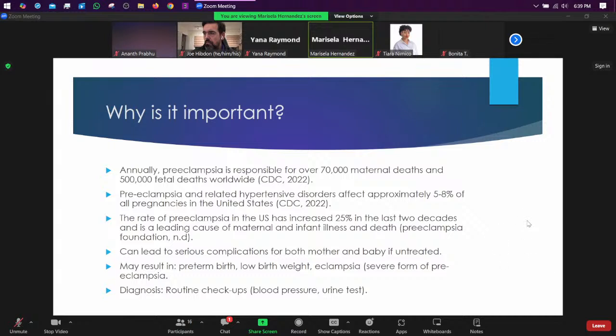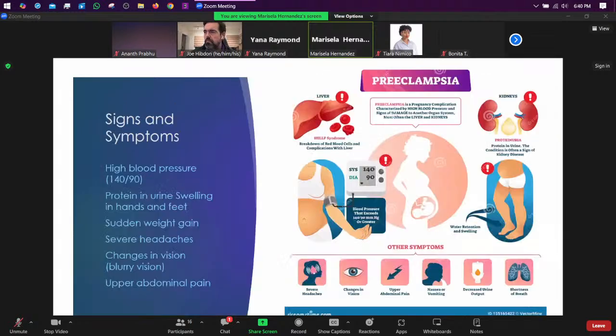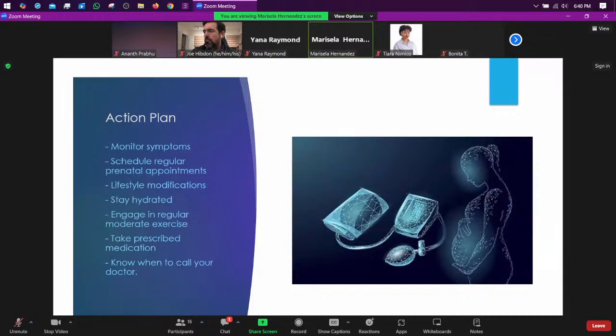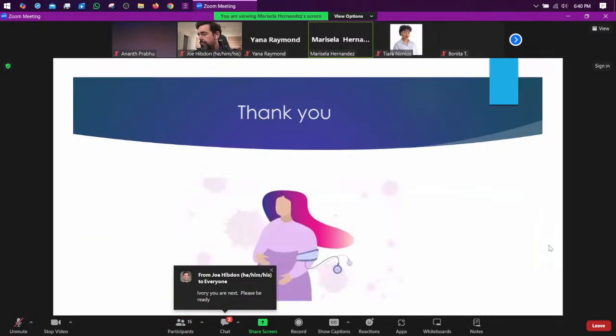The diagnosis for this would be going to routine checkups and getting your blood pressure and urine tests done. These are the signs and symptoms: high blood pressure, 140/90, detected along with protein in the urine, sudden weight gain, severe headaches, changes in vision, and upper abdominal pain. This is an action plan: monitor symptoms, schedule regular prenatal appointments, make lifestyle modifications, stay hydrated, engage in regular moderate exercise, take prescribed medication, and know when to call your doctor. And these are my references, and that's all I have.